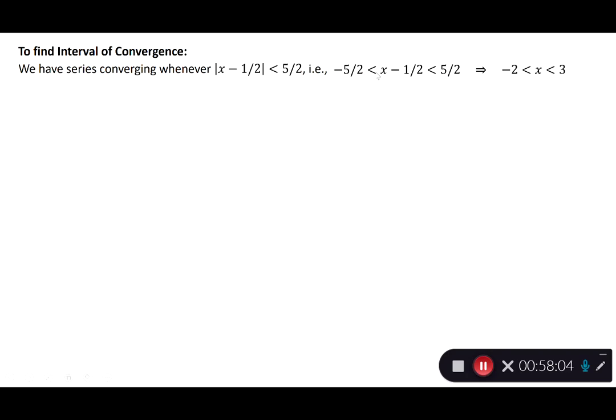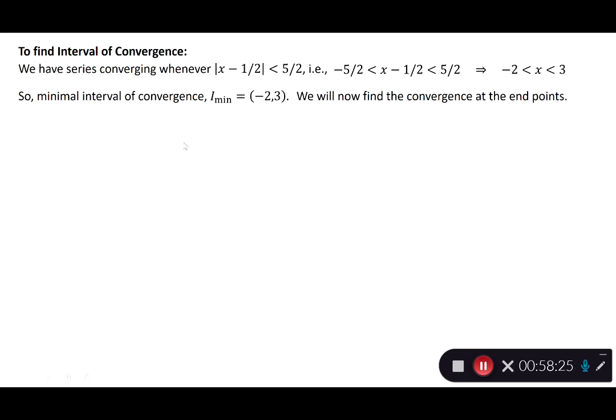Now let's go to the interval of convergence. We have this, that the series converges whenever this, right? And that means negative 5/2 less than x minus 1/2 is less than 5/2. Add 1/2 to every term, and that reduces to negative 2 less than x less than 3. If you recall, as soon as we get that in that form, we can say the minimal interval of convergence is negative 2 to 3. And now we'll figure out at the endpoints what happens at negative 2.